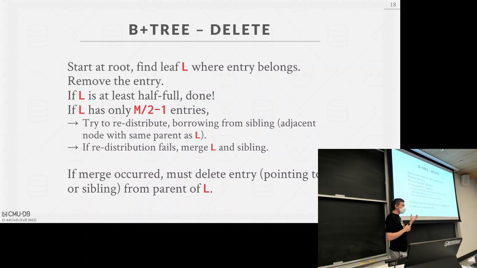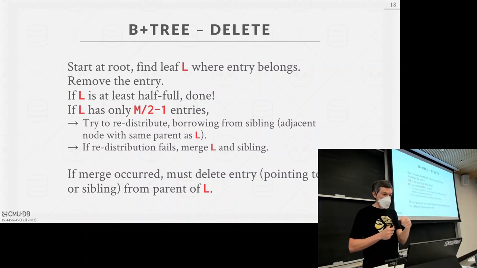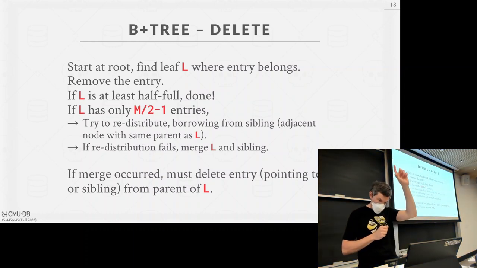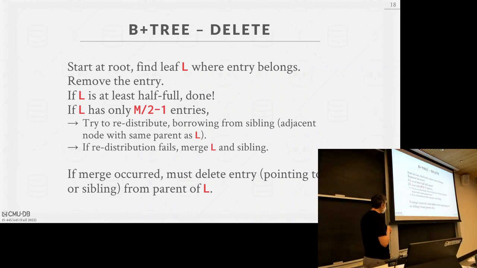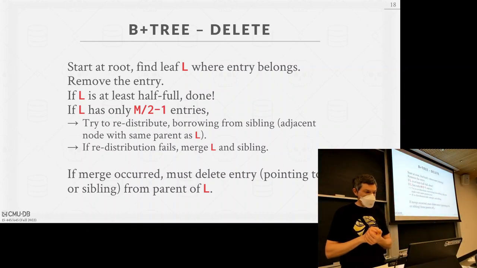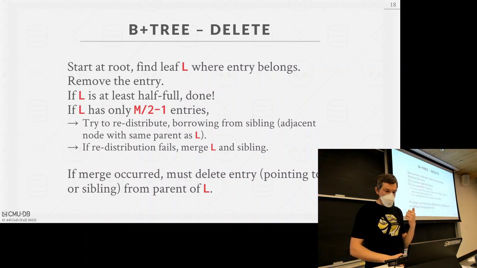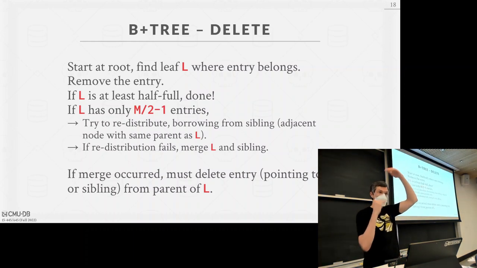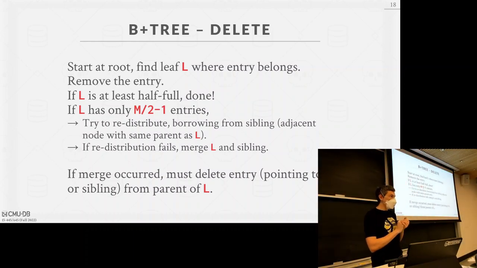The first approach is you could try to steal a key from your neighbors, as long as they have the same parent node as you. And you may have to update the splitter key up above in your parent. If you can't do that, then you have to pick one of your siblings to merge with, and then remove one of the out edges coming out from the node above you, right? So the challenge about this is that the merge could actually propagate all the way back up to the root, and you've got to collapse the height of the tree.